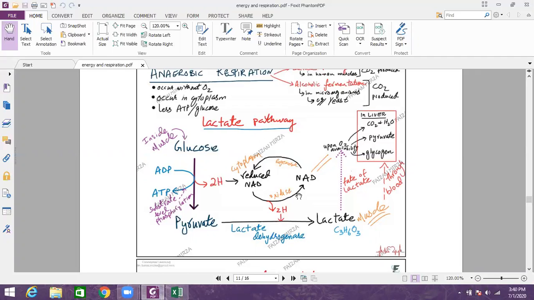It loses hydrogen and it gets oxidized and it gets regenerated. The hydrogens which are removed from this reduced NAD are added to pyruvate. The enzyme lactate dehydrogenase will catalyze this reaction and pyruvate will convert to lactate. You can see that hydrogens initially removed from glucose are added to pyruvate to form lactate. Lactate is C3H6O3. The enzyme which is required for this is lactate dehydrogenase.